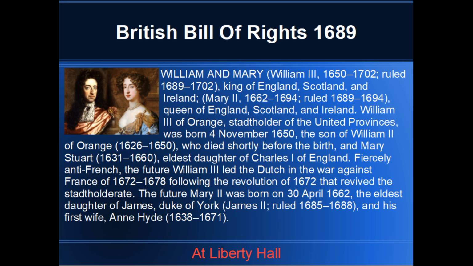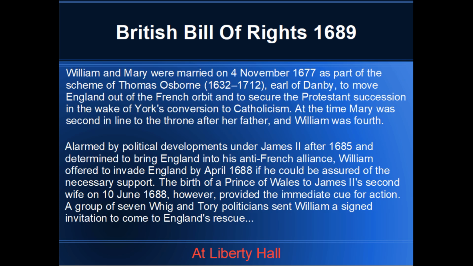The future Mary II was born on 30th of April 1662, the eldest daughter of James, Duke of York (James II, ruled 1685 to 1688), and his first wife, Anne Hyde, 1638 to 1671. William and Mary were married on 4th November 1677 as part of the scheme of Thomas Osborne, 1632 to 1712, Earl of Danby, to move England out of the French orbit and to secure the Protestant succession in the wake of York's conversion to Catholicism. At the time, Mary was second in line to the throne after her father, and William was fourth.